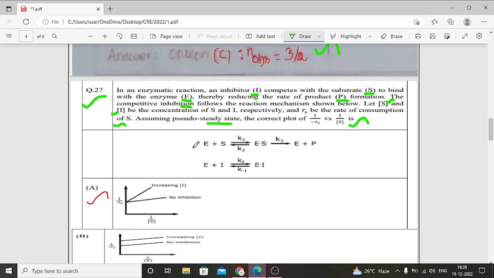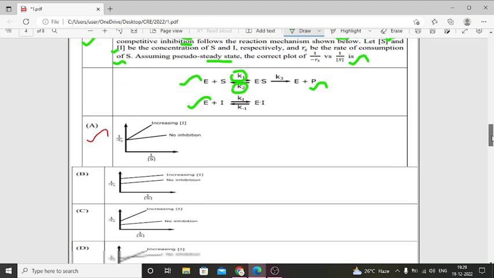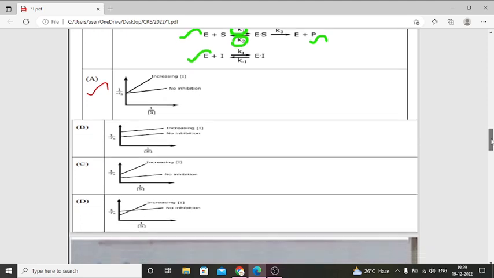Competitive reaction mechanism: E plus S gives ES. K1 is the forward reaction rate constant, K2 is the backward reaction rate constant. ES gives E plus P, K3 is the rate constant. E plus I gives EI, Ki is the forward reaction rate constant, K minus i is the backward reaction rate constant. In this question we have four options. The correct option for this question is option A. I am going to explain how.